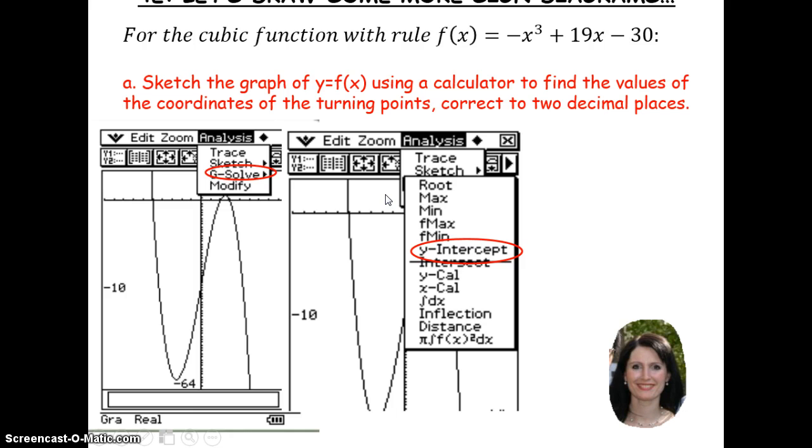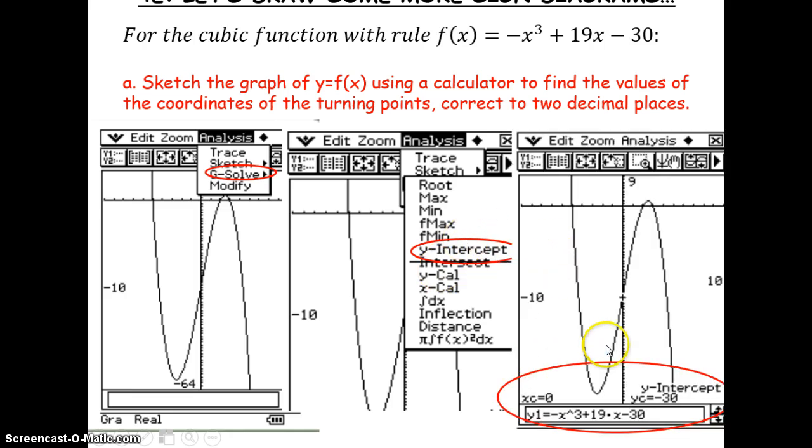Finally, I can go to the y-intercept if need be. By clicking on that, I end up with the y-intercept of negative 30. It tells me quite easily there. So you see that in analysis and G-Solve, you can find lots of things in order to solve for features of your graph. It's really handy.